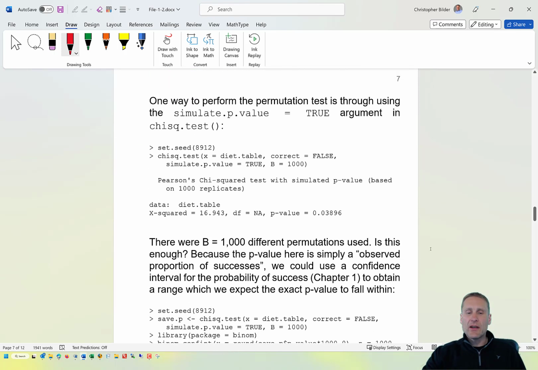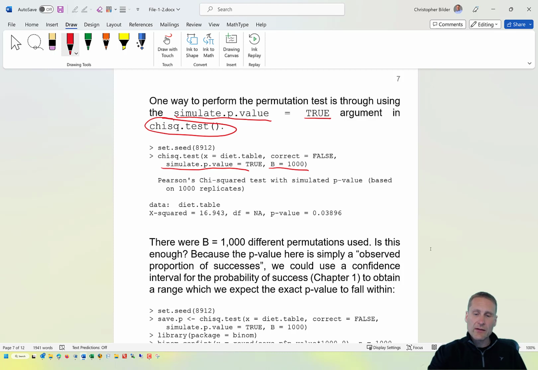Now to do the permutation test, we're going to look at 2 different ways. One way is to use the chisq.test function. There happens to be an argument in it called simulate.p.value, and if you set that equal to true, it does a permutation test. So I can set it equal to true, and also there's a B argument that corresponds to the number of permutations that you're doing, the number of contingency tables that you're forming. And when I do that, notice R says, okay, simulated p-value.